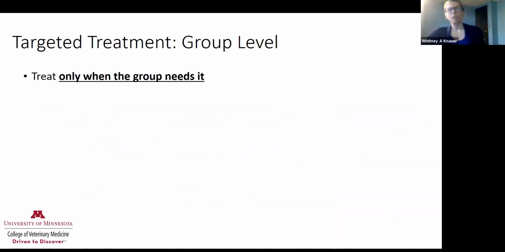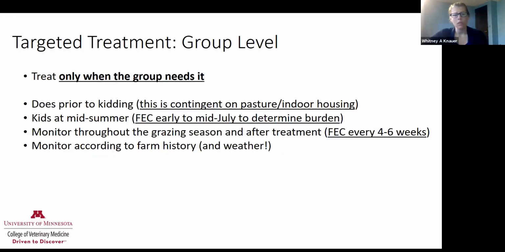Okay, so moving on to targeted treatment. There's two concepts here. One is doing targeted treatment at the group level. This is when we treat the group only when the group needs it. And so when would that be? There's a couple of times we can think about.